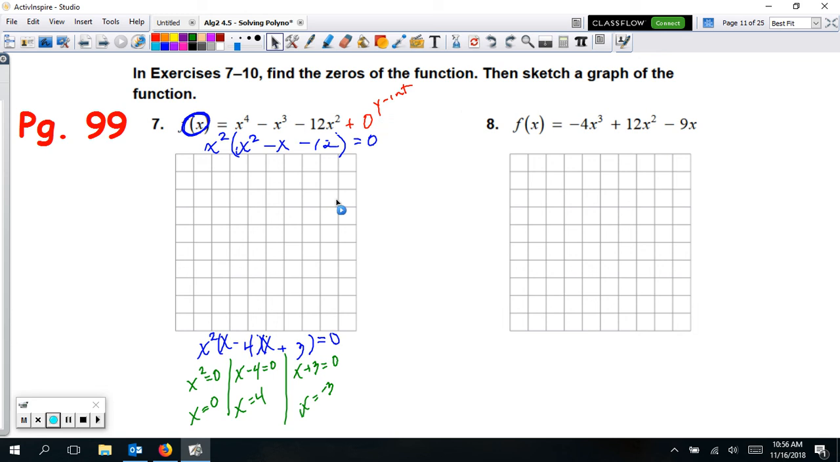And then end behavior. If we look at the end behavior, it's going to be degree 4. It's an even degree, so they're both going the same direction. And it's a positive, so they're both going to go up. So our arrows, I'm just going to mark it off here, are up here. The arrows are going to be going both up like that.